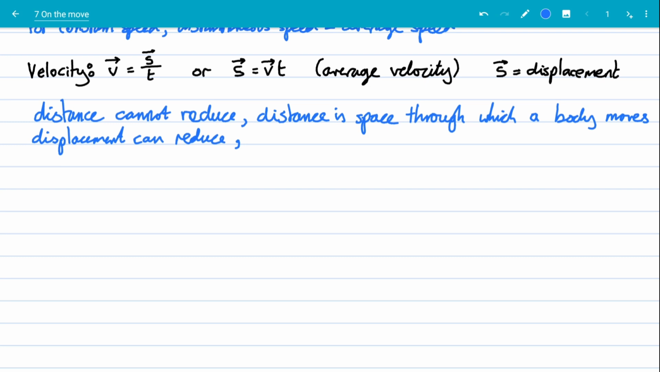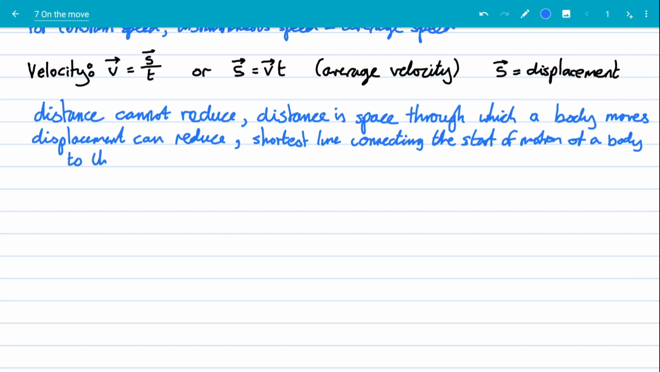It is, let's say, the shortest rather than the straight line. Euclid described it as a straight line. The shortest line, and remember lines can be curved, connecting the start of the motion of a body to the end of that motion. Okay, that's what it is.